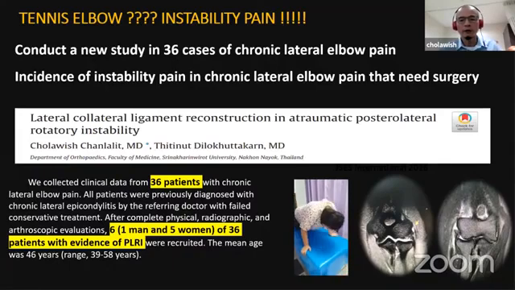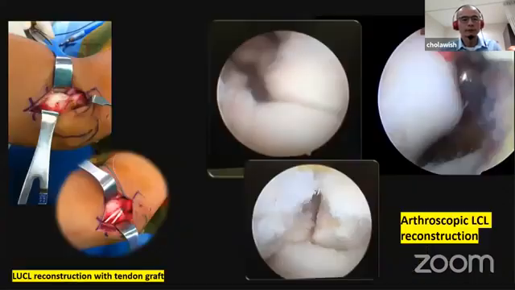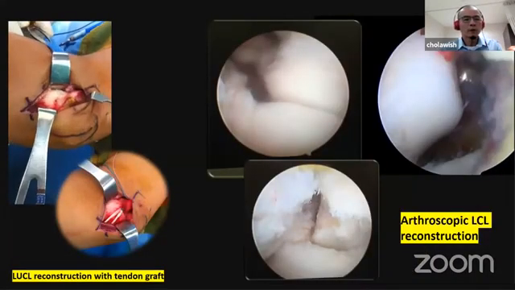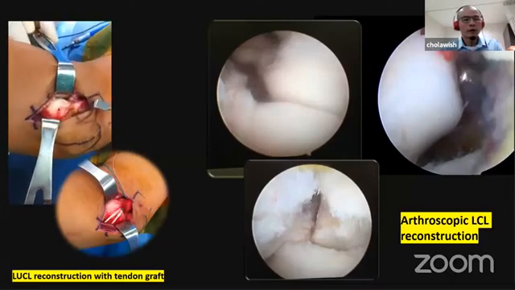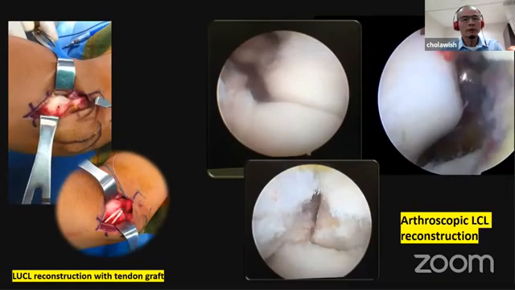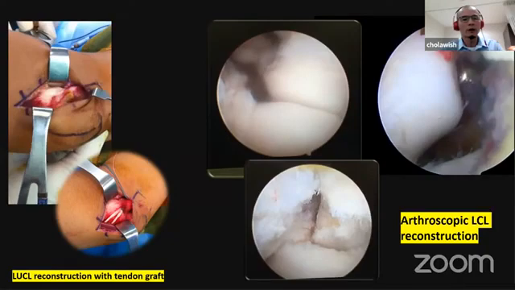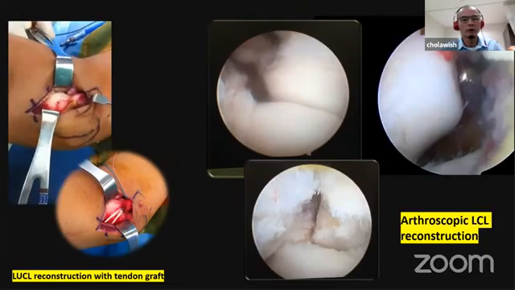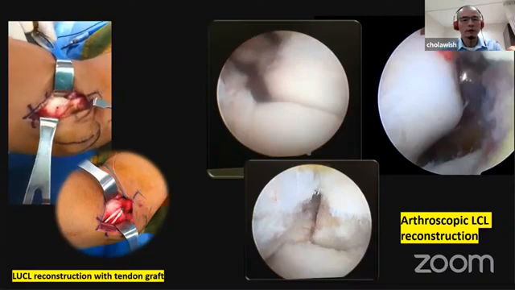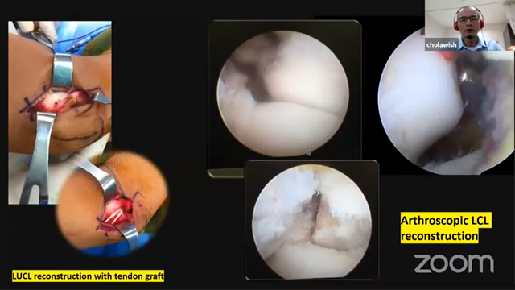Here is a video clip showing a nurse who had four steroid injections and chronic lateral pain and was referred to me for surgery. This video clip shows the posterolateral pivot shift test positive. I just cleaned up the soft tissue and showed the capsule, and you can see a large amount of motion in the posterolateral pivot shift test. In that study, I used the palmaris longus graft and reconstruction of the LUCL and showed a successful result.